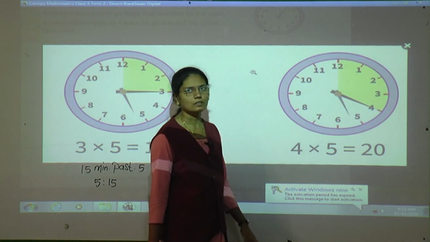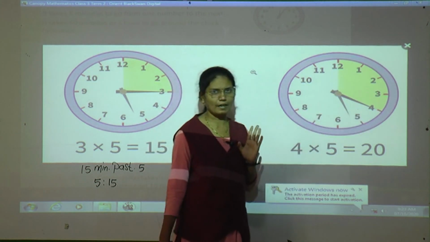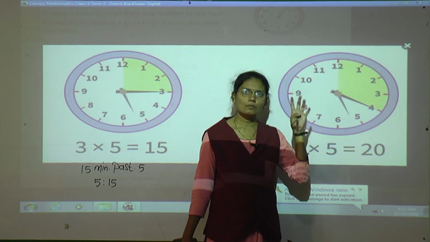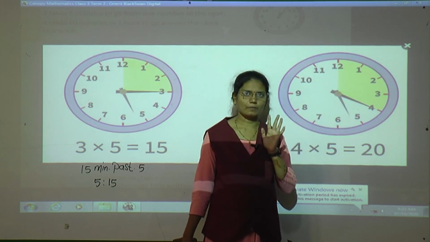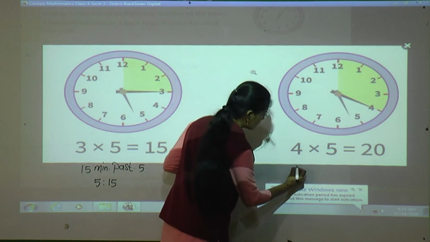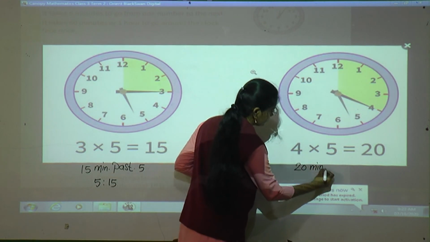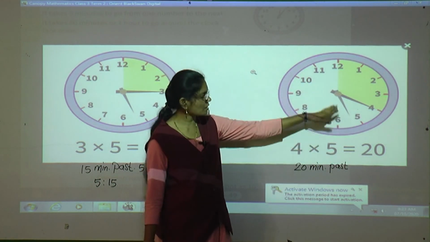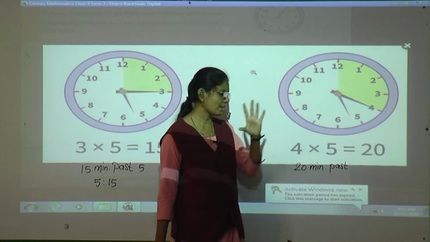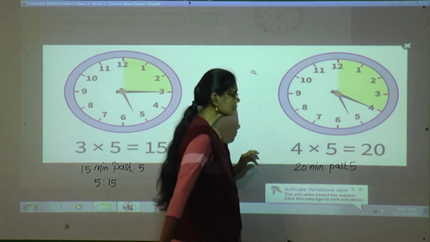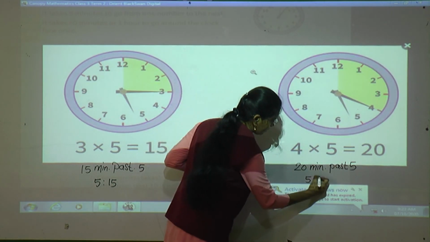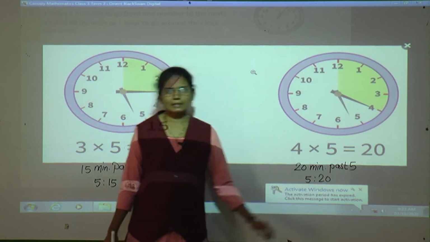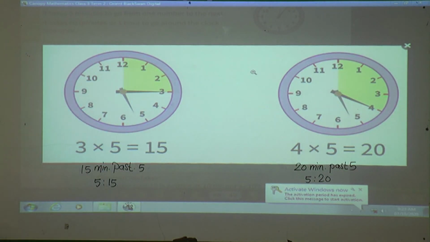What you will see first? You will see where the minute hand is. Where is the minute hand in this clock? It is on 4. Then what you have to do? 4 into 5. 4 5s are 20, means 20 minutes past. Now you will see where the hour hand is. It has crossed 5. So here we'll write 5. Means 5:20. Okay. What is the timing? 5:20. Next example.